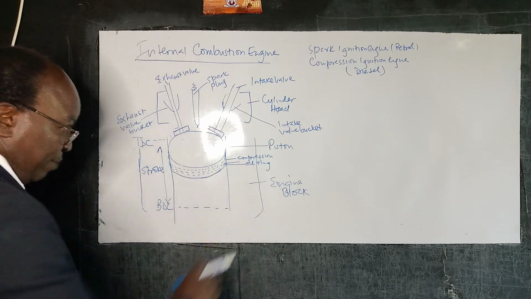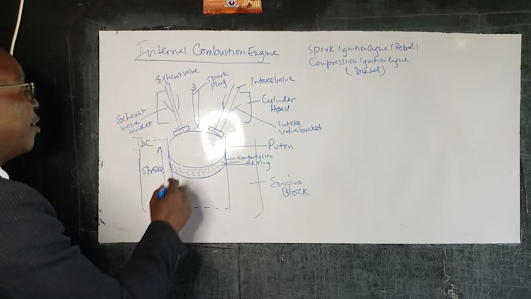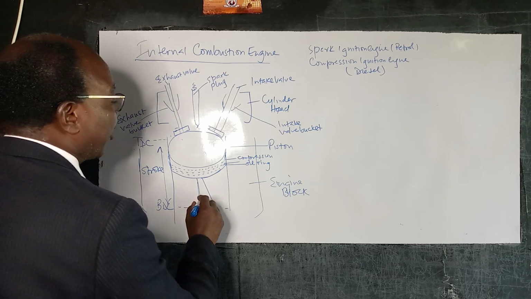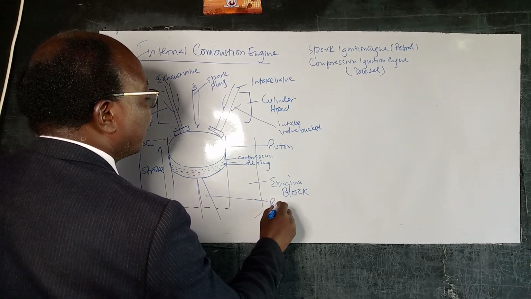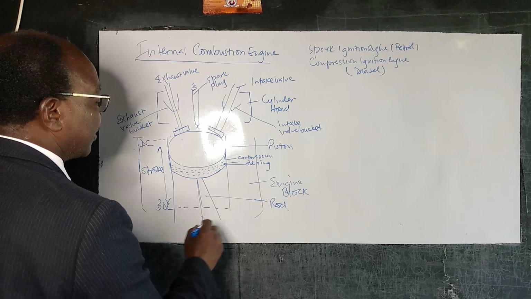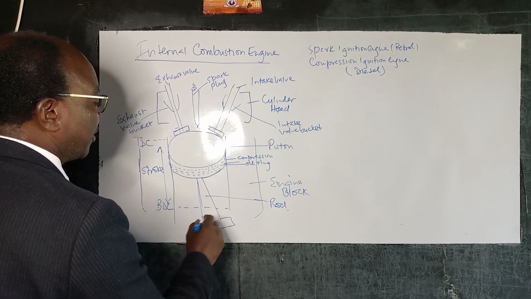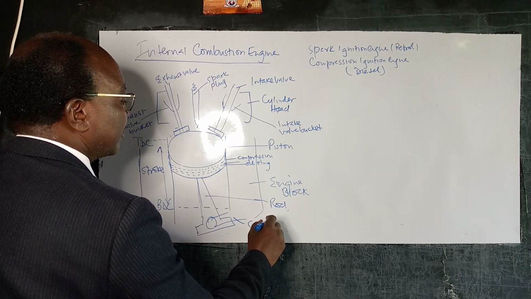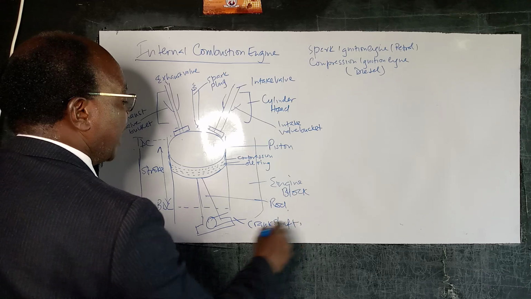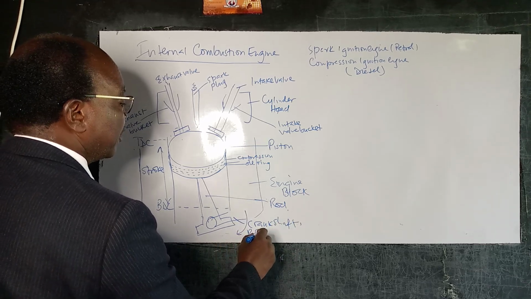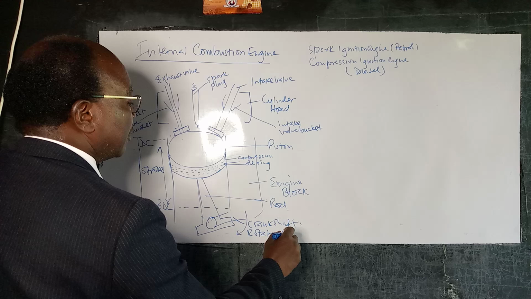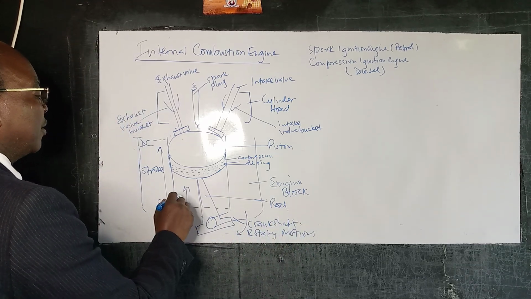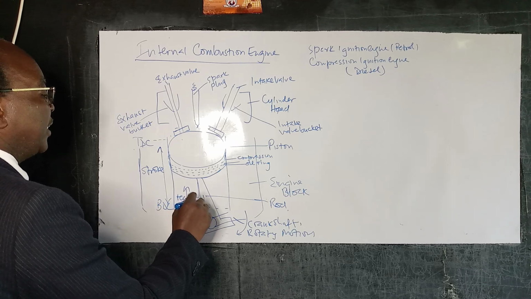Now, we have the engine block. So we have our engine block here. And of course, we know we have a connecting rod, a rod connecting this piston to the crankshaft. Let's call that the crankshaft. And here we have rotary motion. And of course, we had reciprocating motion, which is now reciprocating motion.